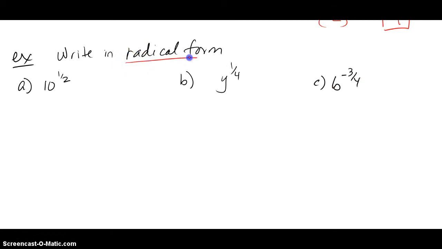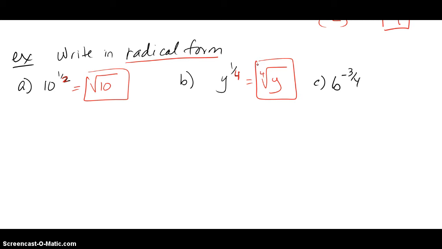Write each one of these in radical form. So remember, this is just a square root of 10, and it didn't say to do anything further. I'm done. Remember, this is a 4th root of y, and again, there's nothing more I can do, so I'm done.